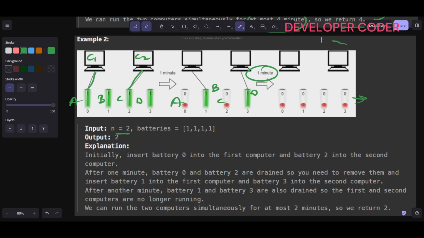So now these n computers are not running simultaneously, so we have to stop. How many minutes were they running simultaneously? 2 minutes. So the output is 2. That's it. Now let's see how I'm going to solve this problem.